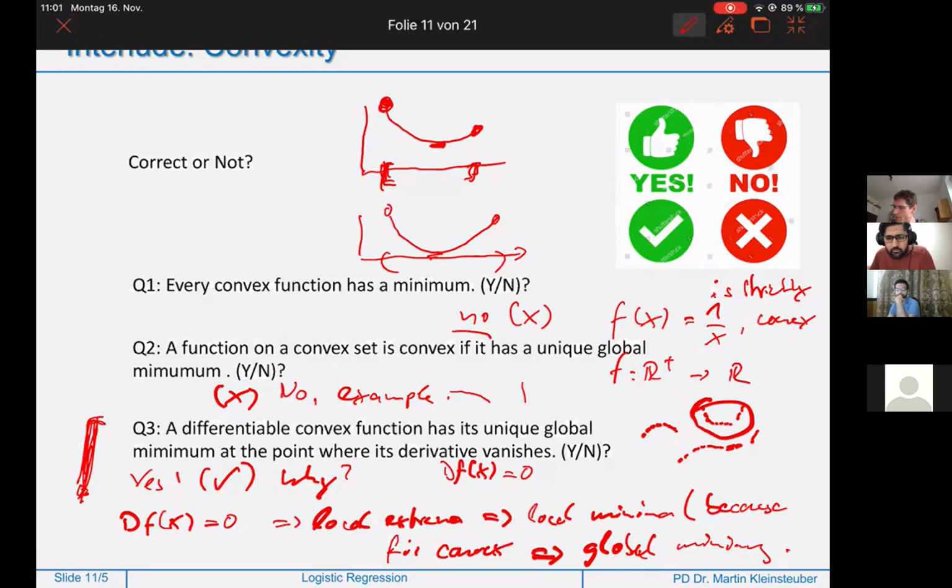So next time. There still seem to be some students who are confused about the unique global minimum. When we say unique global minimum, it's not a value, it's a point, right? We are talking about a point, not a value. The value could be unique, but we are not interested in the value. We are interested in the point at which it is achieved. Is that point unique or not? And then I add here strictly, and then we are fine.